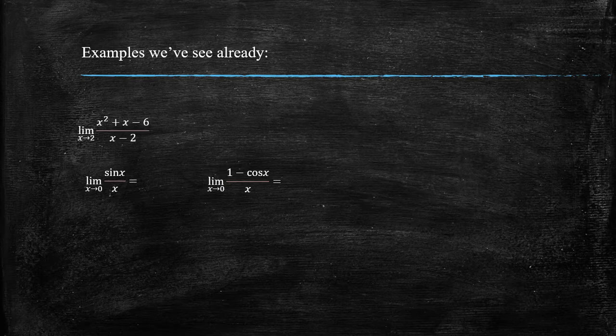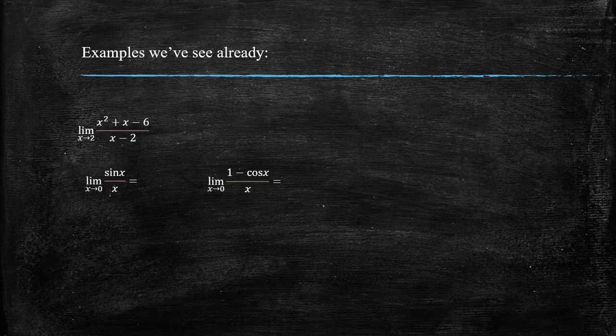Here are some examples that we've already seen. The limit as x goes to 2 of x squared plus x minus 6 divided by x minus 2. If I plug in a 2 in the numerator, I'll have 4 plus 2, which is 6, minus 6, so 0 over 0. To evaluate the limit, factor and cancel.